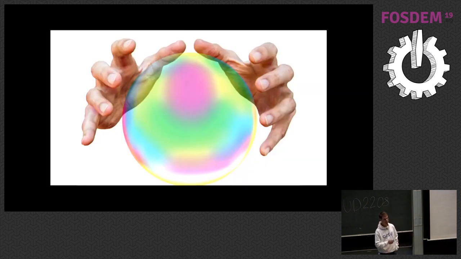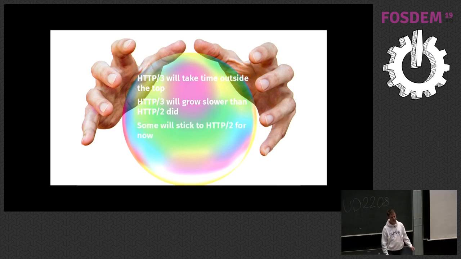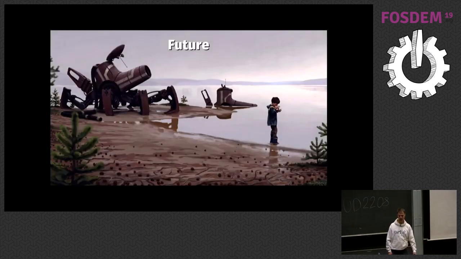So then I took out my crystal ball to look at the future, and I say that it will take some time until HTTP 3 is deployed, right? And I think it will grow slower because of all these problems, and it's not as big of a gain as HTTP 2 was, so maybe it'll just stick to HTTP 2 for a while. But QUIC is here for the long term. It's going to be a protocol for the future. So maybe it doesn't matter if HTTP 3 doesn't get deployed immediately. It'll come there over time.